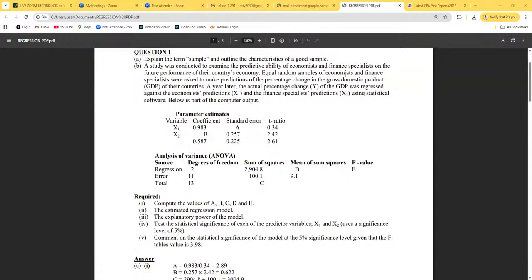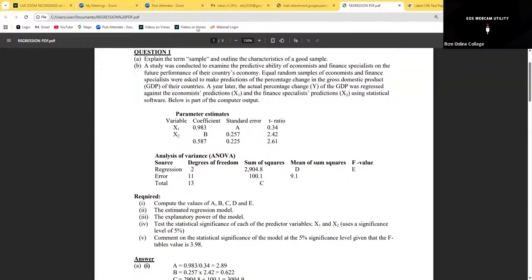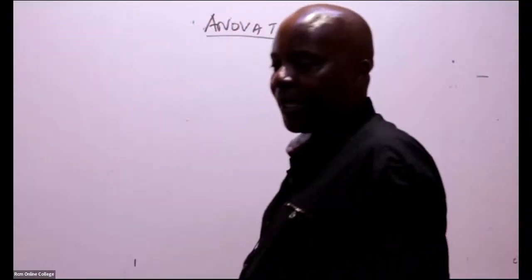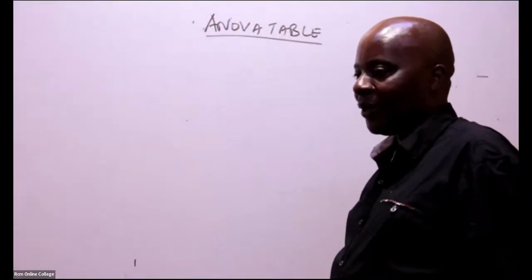All right. So then let's copy down the table. We call it the ANOVA table. I hope it should be very clear as it was. Yeah, we call it the ANOVA table. Now it should be okay.